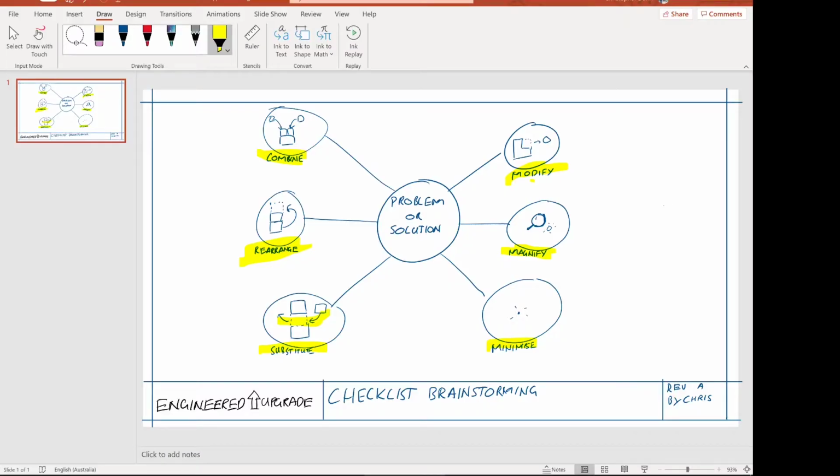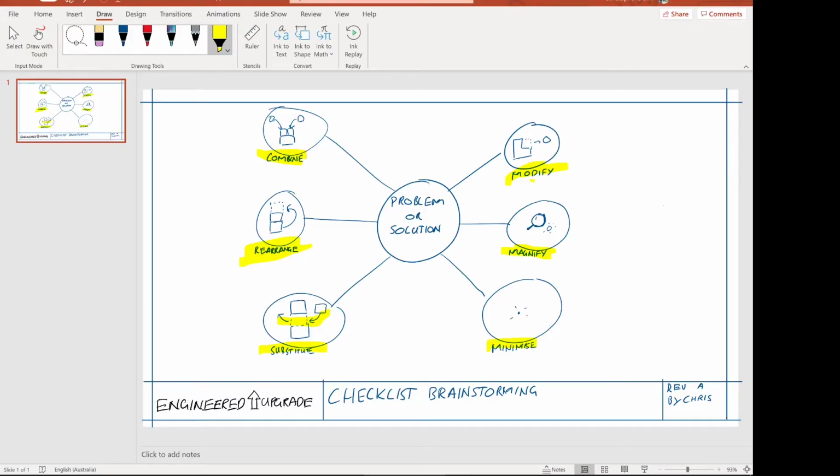So rearrange being the next one. What if we rearrange different parts of the system? What if we rearrange the different components and see what happens? So ticketing, for example, what if there was no ticket at the station? You just got on the train first and there was a ticket for you to buy once you were on the train. So rearrange is a different way to think about it, and then to combine different parts as well.